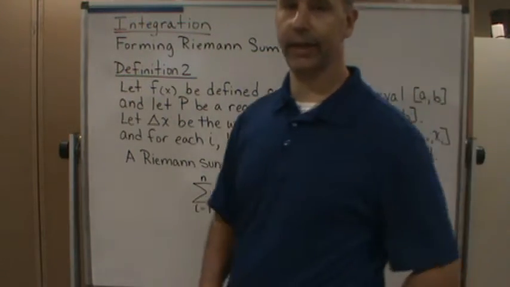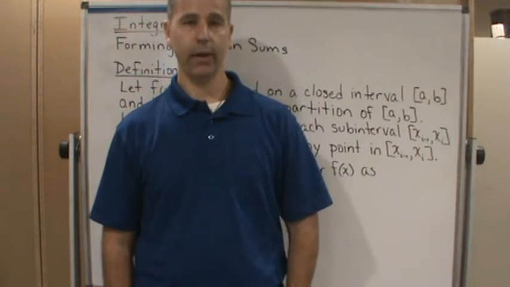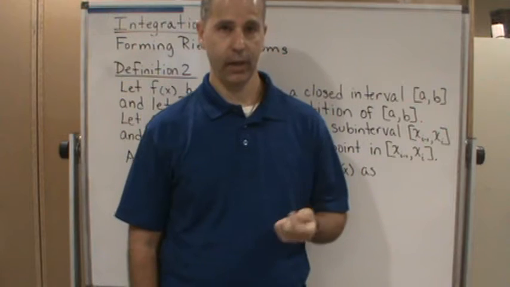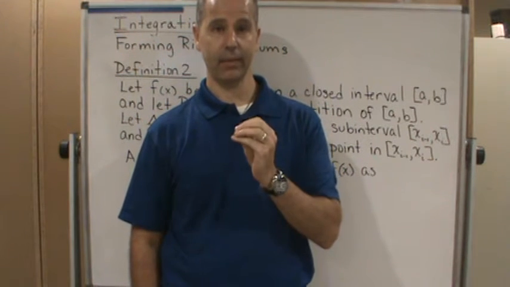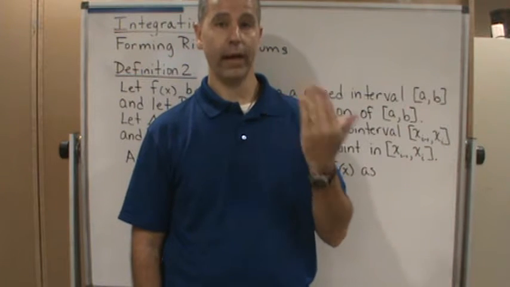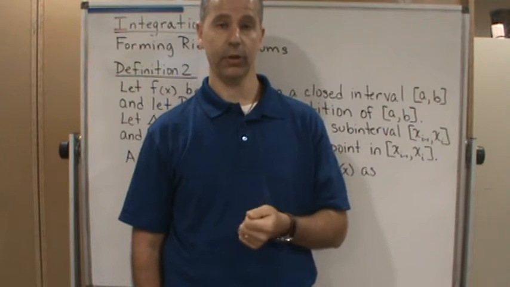Okay, welcome back. Before we jump into the next definition, I want to take a moment to talk about the last example that we did. I encourage you to go back to that example and calculate the same approximations for the right endpoint approximations for n equals 4, 8, and 32.